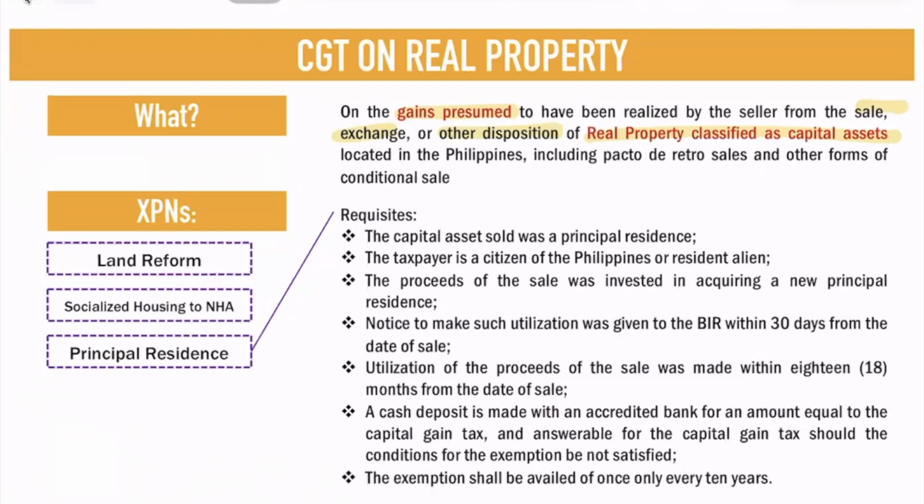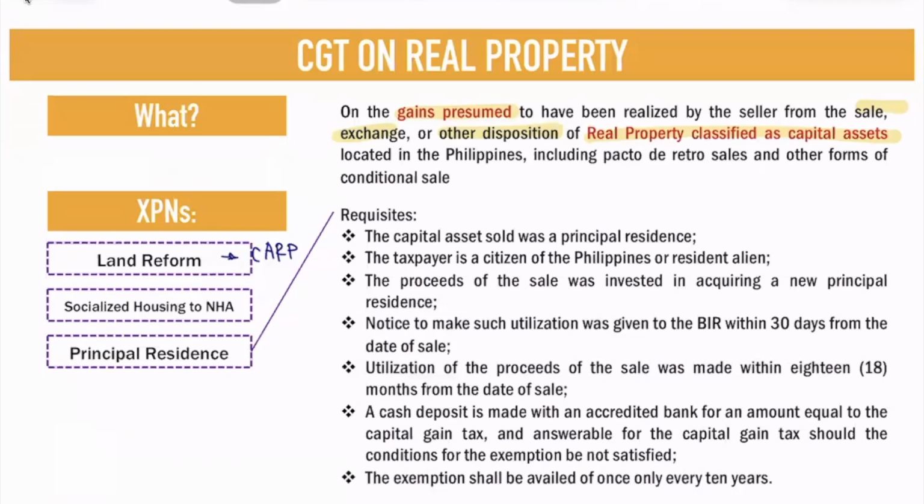What is the exception? First, your land reform. What is this land reform? For any sale due to CARP or the Comprehensive Agrarian Reform Program, if the lot is covered under CARP, the sale there is not considered taxable. It is considered exempt on the CGT. Another, a sale for socialized housing to National Housing Authority is not subject to CGT. Lastly, the sale of a principal residence is not subject to CGT. So, when can we say that the sale of principal residence is not subject to CGT?